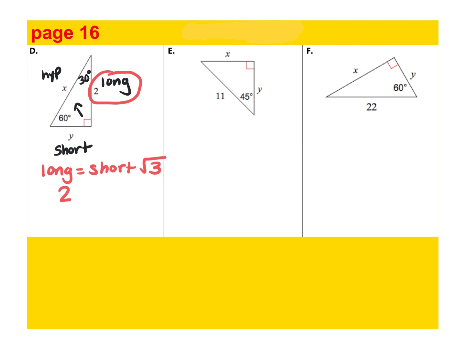So here the long leg, which we know is 2, is equal to the short leg, y, times the square root of 3. Well, we need to get rid of that multiply by the square root of 3, and we can do that by dividing each side by root 3. And when we do that, we're going to get just y equals 2 divided by the square root of 3.